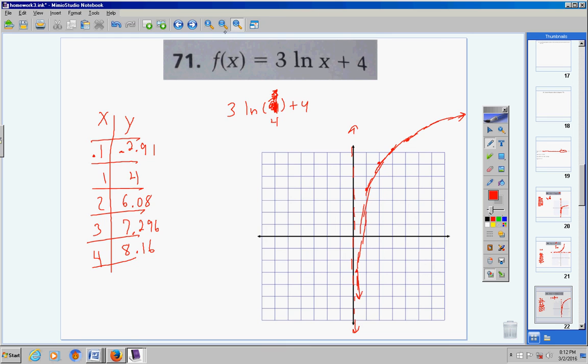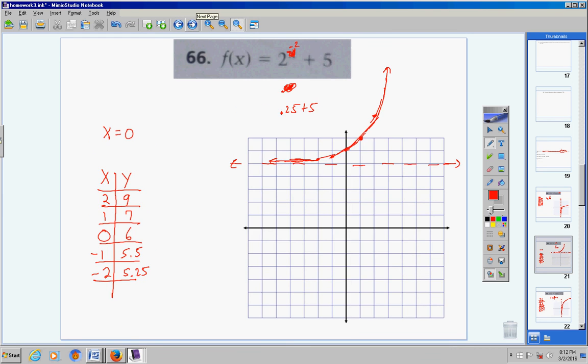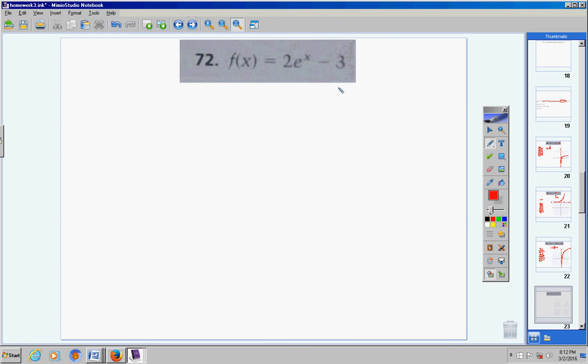Now we just did an exponential right back here. Let's do one more, okay? Now here, first of all, you want to take your exponent, set it equal to 0, and solve. Well, we did that at 0. That's going to be the middle value on your table of values, okay?